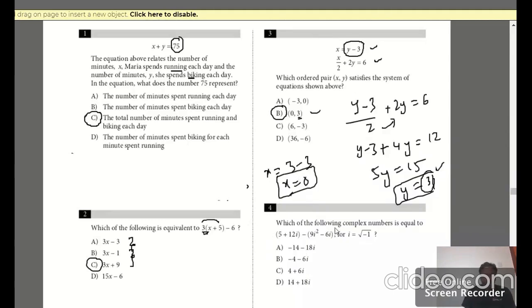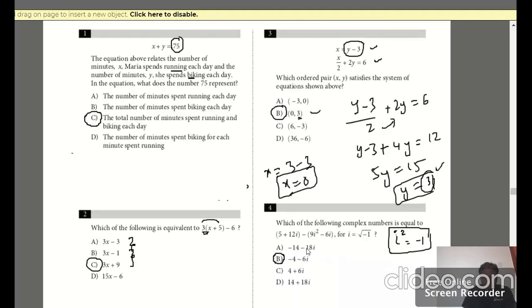Fourth question, which of the following complex numbers is equal to this? Remember, i is root of minus 1, then i squared equals negative 1. This is what we have to remember while solving complex number expressions. Now I've got 5 plus 12i minus 9i squared. As I told you, i squared is minus 1, so this is going to be negative. So 5 minus 9 is going to be negative 4. So check where negative 4 is, that itself is your answer. That is how quickly you can solve.